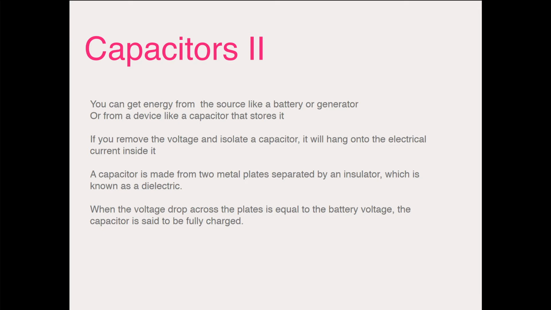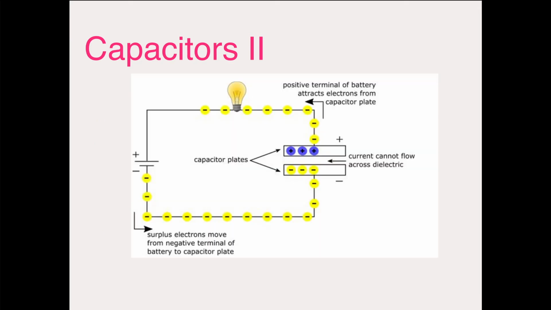Capacitors are known to have two metal plates, separated by an insulator, which is called their dielectric. When the voltage drop happens across the circuit, the capacitor jumps in to fill that gap. And when the circuit and the capacitor are at equal voltage, a capacitor is said to be fully charged.